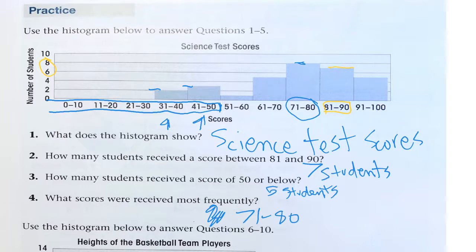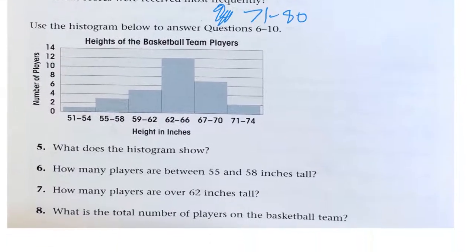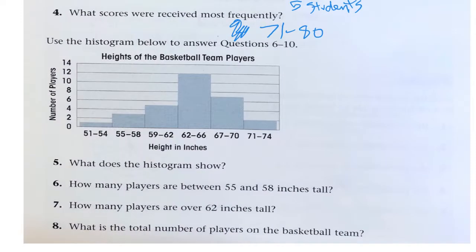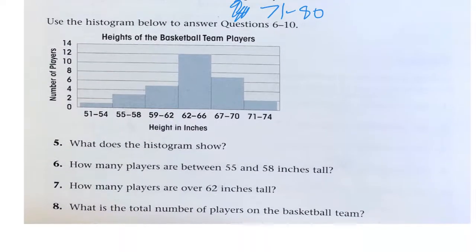So that's the idea with using the histogram to read information. I think the next one is just more practice. So take a look at your workbook for Chapter 13, Section 10 for more practice. If you'd like, you could pause the video here and work out this one for heights of the basketball team players. And of course, if you have questions, let me know.